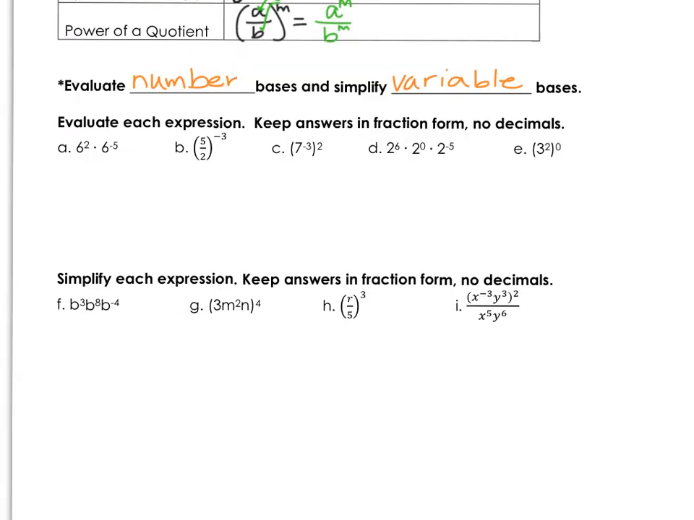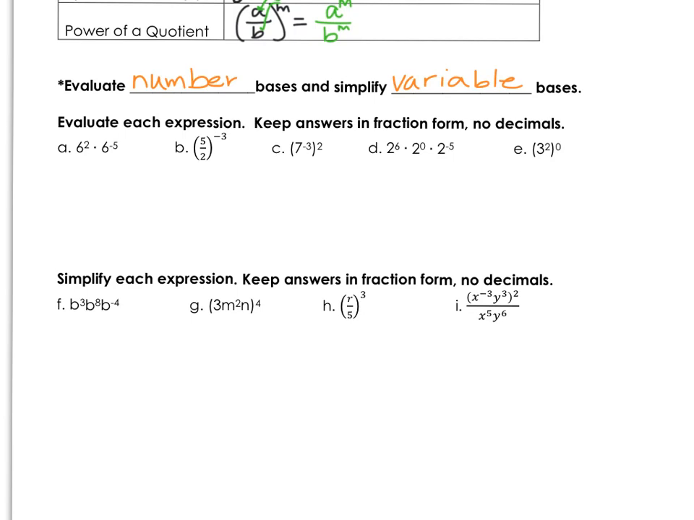And here's our plan. We'll evaluate a number base, which means once we simplify it down to one base, we can evaluate the exponent by multiplying. And then we'll simplify anything with a variable. We won't be able to evaluate a variable base because we don't know what that value actually equals. Let's take a look at several examples down below.